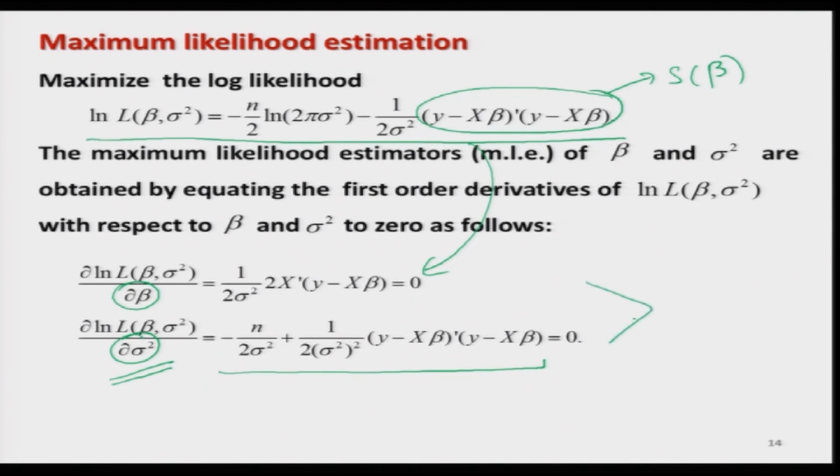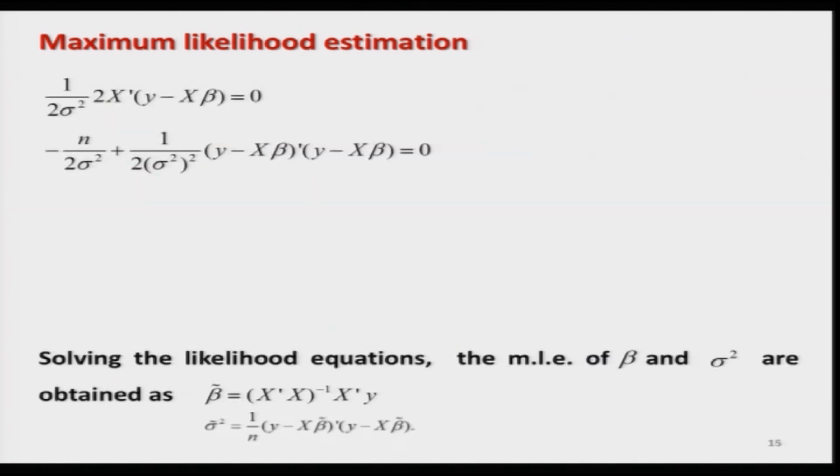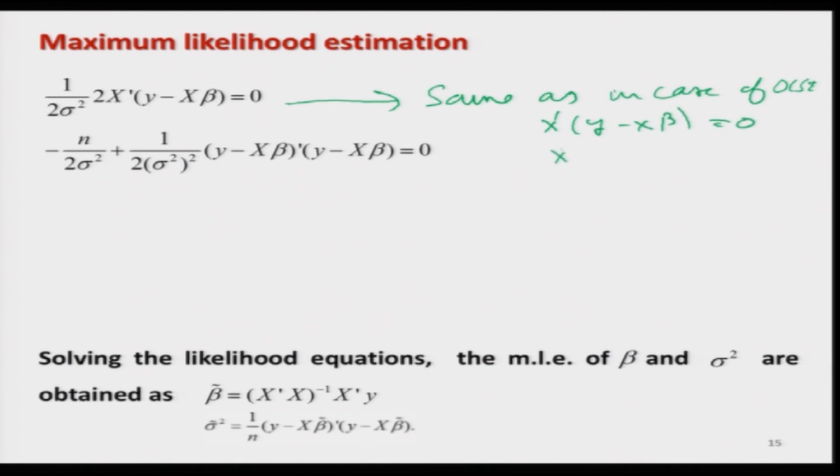Now, if you put these two equations equal to 0, you get the normal equations, and using those normal equations we can obtain the result. This is the same as in the case of the ordinary least square estimator. You can see here x transpose (y minus x beta) is equal to 0. So, this becomes x transpose x beta is equal to x transpose y. On both sides, you pre-multiply by (x transpose x) whole inverse.